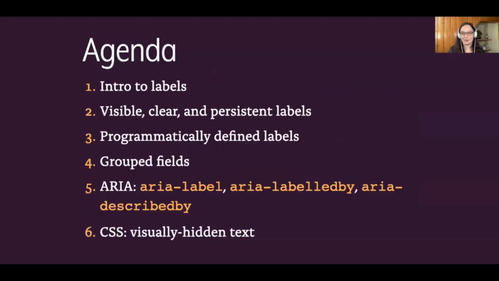So today we're going to talk about how to make accessible labels. And here is our agenda for this talk. First, we're going to talk about labels in general, a brief introduction of labels. Next, we'll cover why labels need to be visible, clear, and persistent. And then we'll move on to how to programmatically define labels and why that's important for assistive technology users. Then we'll discuss how to group related fields and field sets. And then we'll touch on ARIA and CSS solutions. Everything above this is purely HTML. So for ARIA, we'll cover aria-label, aria-labelledby, and aria-describedby, which are all attributes. And then for CSS, we'll cover a visually hidden class.